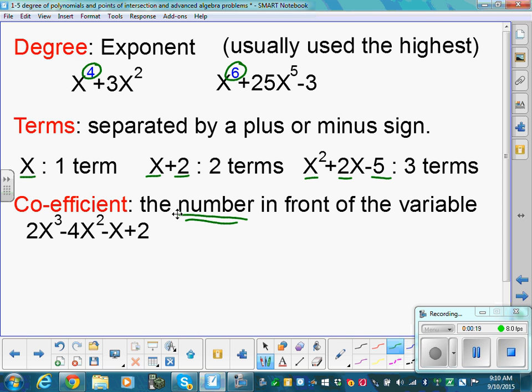So looking at this, for example, we're going to name the coefficients really quick. 2x cubed minus 4x squared minus x plus 2. Coefficients are the numbers in front of the variable. So what's the coefficient in front of x cubed? 2. What's the coefficient in front of x squared? -4. And what's the coefficient in front of x, guys? Good. -1. You're awesome.